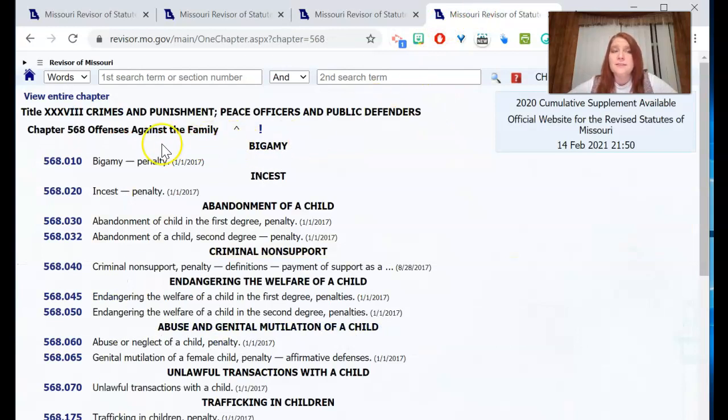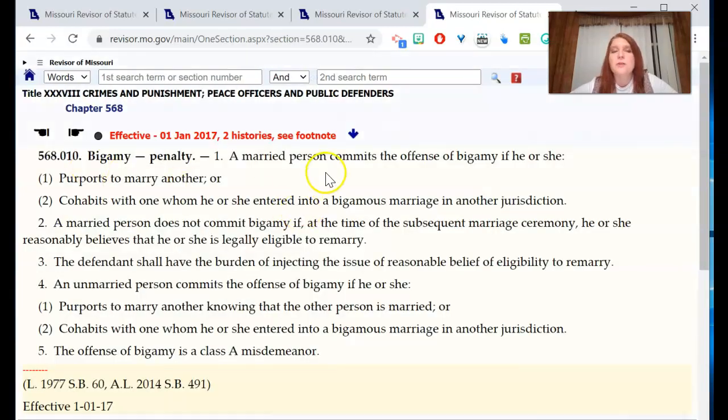Here are lots of the others. 568 is offenses against the family: bigamy, incest, abandonment of a child, endangering the welfare of a child, trafficking of children. All of those are in here. Let's click on bigamy. That, as you should know, is marrying another person.